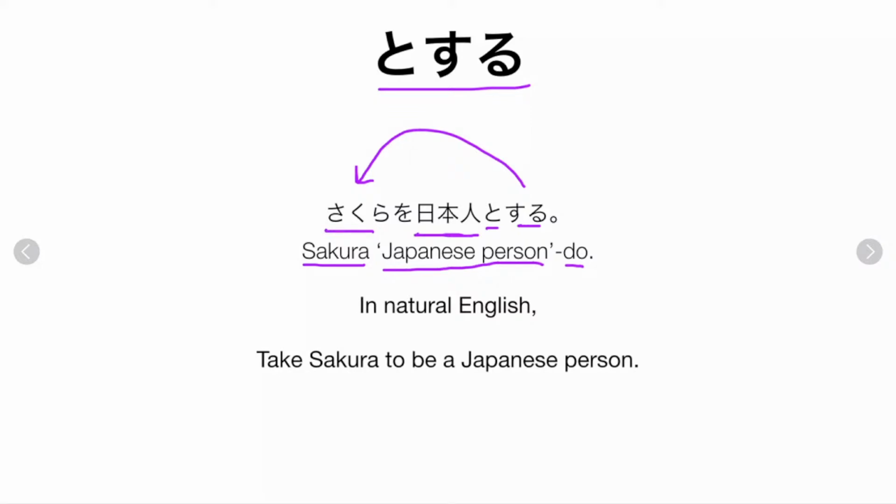And what are we doing? Nihonjin to. Take Sakura to be a Japanese person. This is how it works. Okay? So when you use this way, to suru, it's like, okay, let's take this idea, put it in a box. Sakura wa nihonjin. And put this in a box. And then say, so let's proceed as if Sakura is a Japanese person. And so that's how you get this meaning.